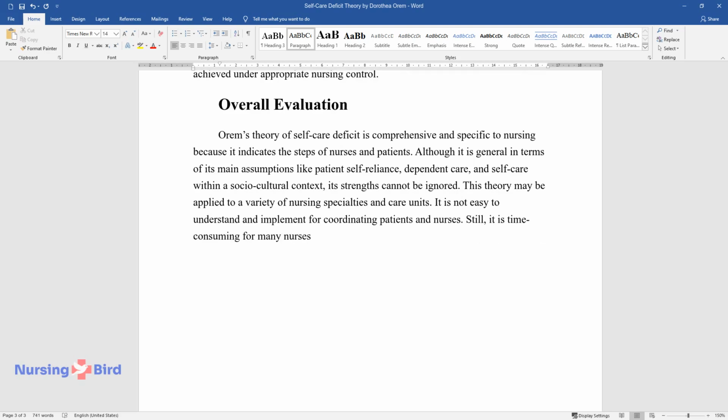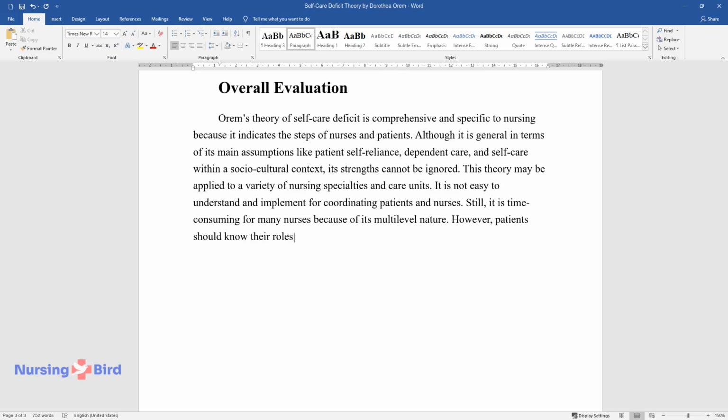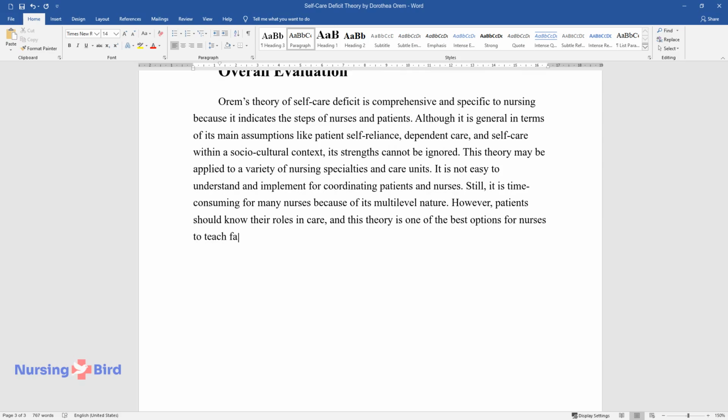Still, it is time-consuming for many nurses because of its multi-level nature. However, patients should know their roles in care, and this theory is one of the best options for nurses to teach families how to improve their health and enhance recovery.